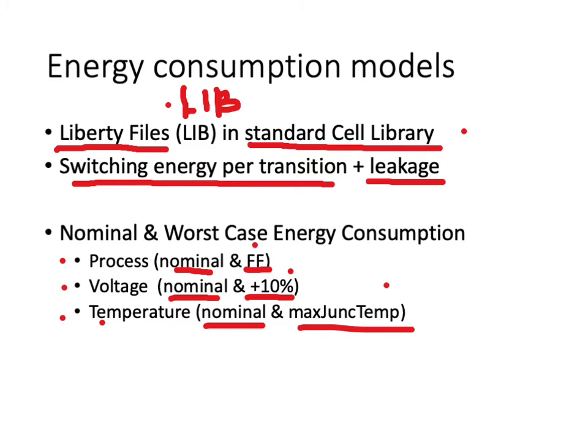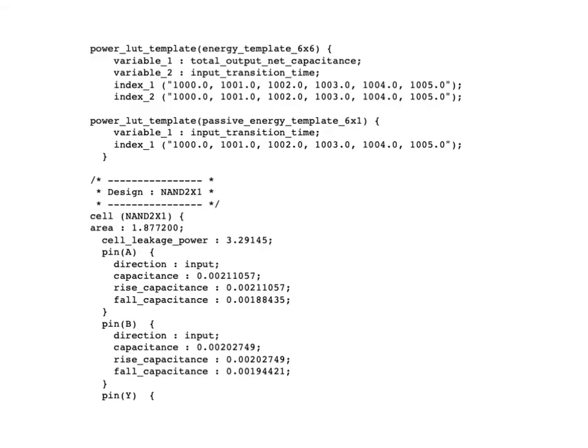So it is recommended to simulate the energy consumption at the nominal PVT as well as at the FF plus 10% and maximum junction temperature PVT condition. Let us proceed to study the format of the .lib file in the next parts.